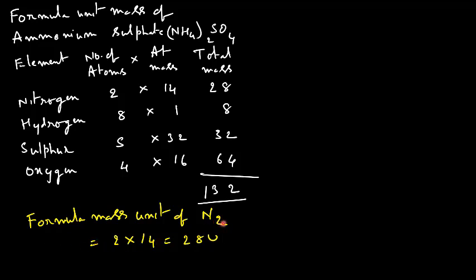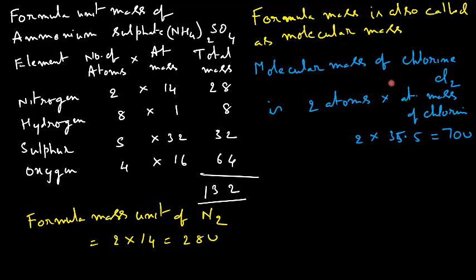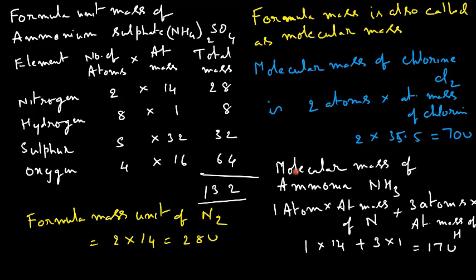Formula unit mass of the element nitrogen. See, this is a diatomic molecule. Molecule has 2 atoms. 2 into atomic mass of nitrogen, which is 14, 2 into 14, 28 units. Formula mass is also called molecular mass. So molecular mass of chlorine, 2 atoms into atomic mass of chlorine 35.5, it is 71 units. Molecular mass of ammonia NH3, 1 atom of nitrogen and 3 atoms of hydrogen, totally 14 plus 3, 17 units.